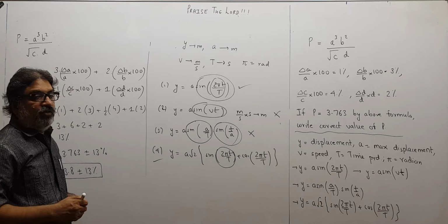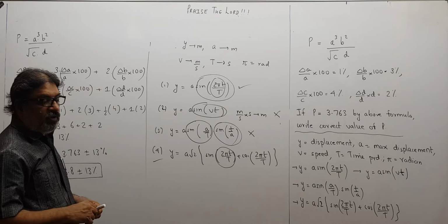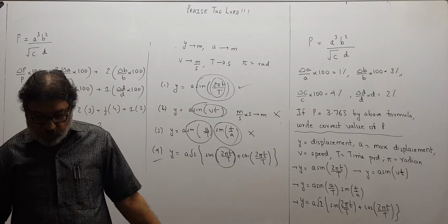So formula number 1 and 4 may be correct, but formula number 2 and 3 are wrong because their units are wrong. Please pause and copy, children.